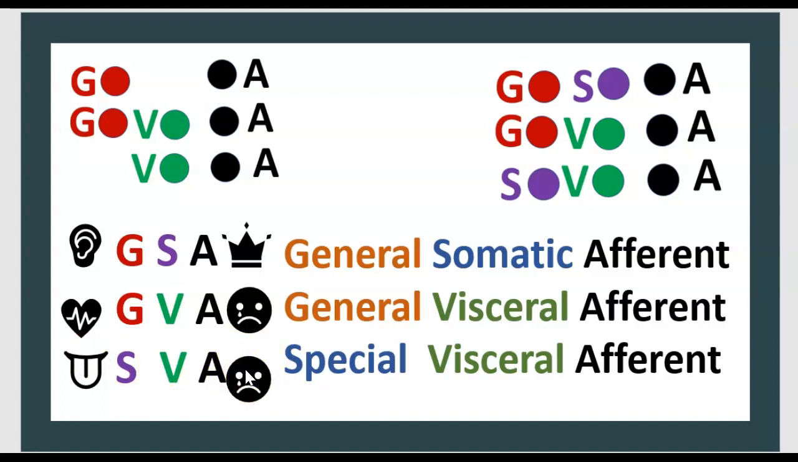I repeat, 3 afferents, 2V, 2G, and you add an S here and another S here. GSA, trigeminal; GVA, solitarius; SVA, solitarius. GSA from the ear, GVA from the carotid sinus, and SVA from the posterior third of the tongue.